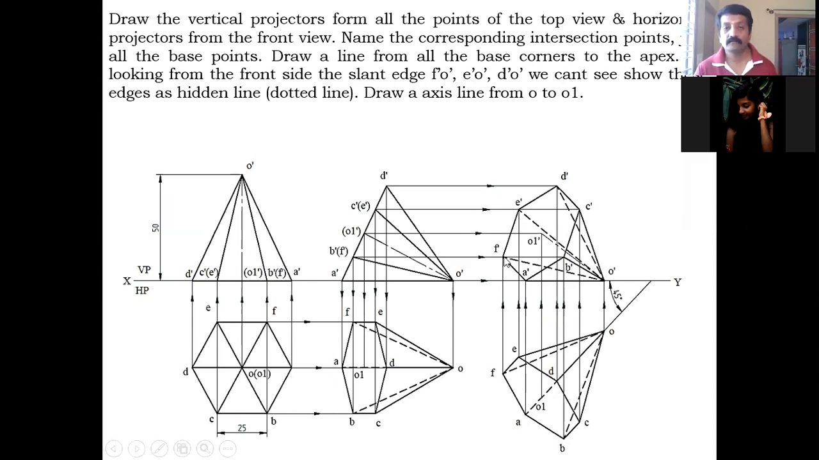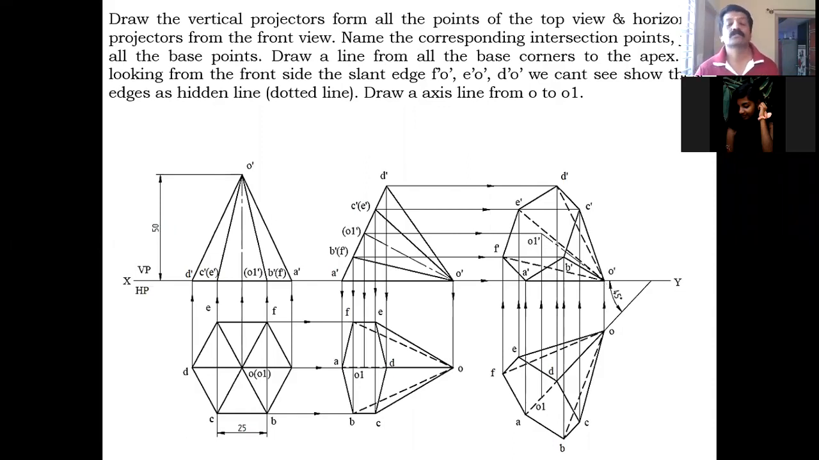F to O you cannot see, make it a hidden edge. E to O also you cannot see, make it a hidden edge. And D to O also is behind, you cannot see, make it a hidden edge. And now at the end, axis line O1 to O, you join with the axis line representation.